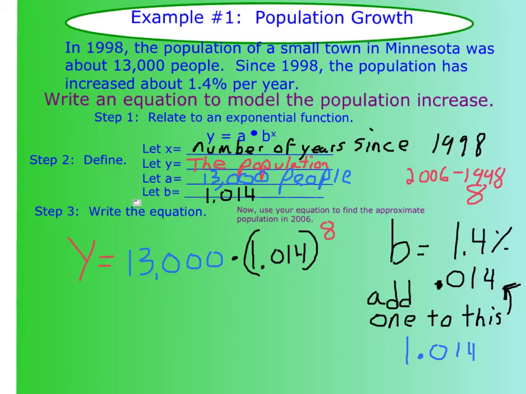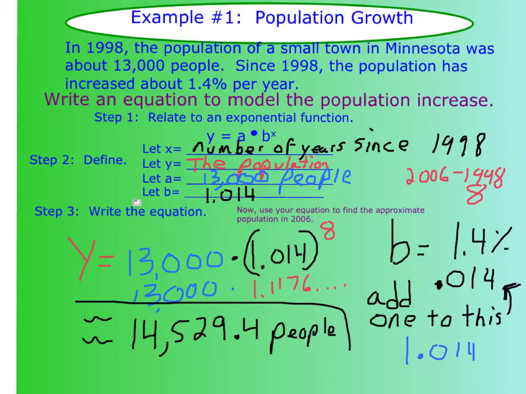So let's use our calculator and figure this out. So when I did that, I ended up with 1.117. It kept going. Okay, do not clear your calculator. Do not round. Leave it in your calculator and multiply it to this. Then we will find the approximate population. So do that now. I ended up with approximately 14,529 people. It was 0.37. It kept going. So that's our first example.